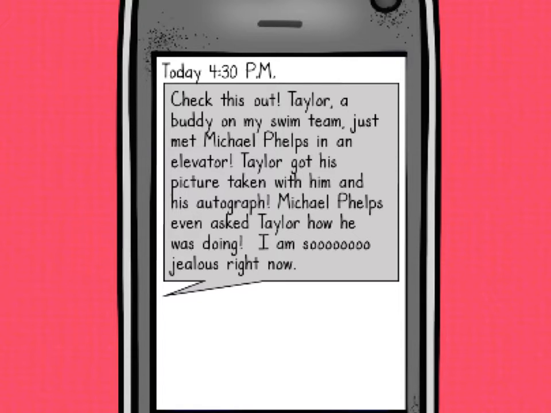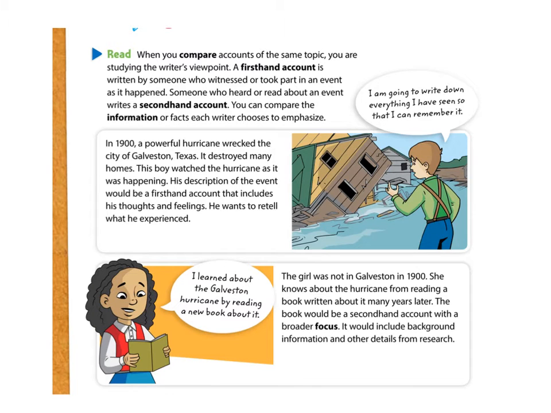Whoa, you guys did awesome. I noticed Gage was one of the first people that said second-hand account. And he's right. This is not a first-hand account because it didn't happen to the author of this text message. This person heard about it from a friend and then wrote about it, making it a second-hand account. Very good job. Thank you for helping me with that.